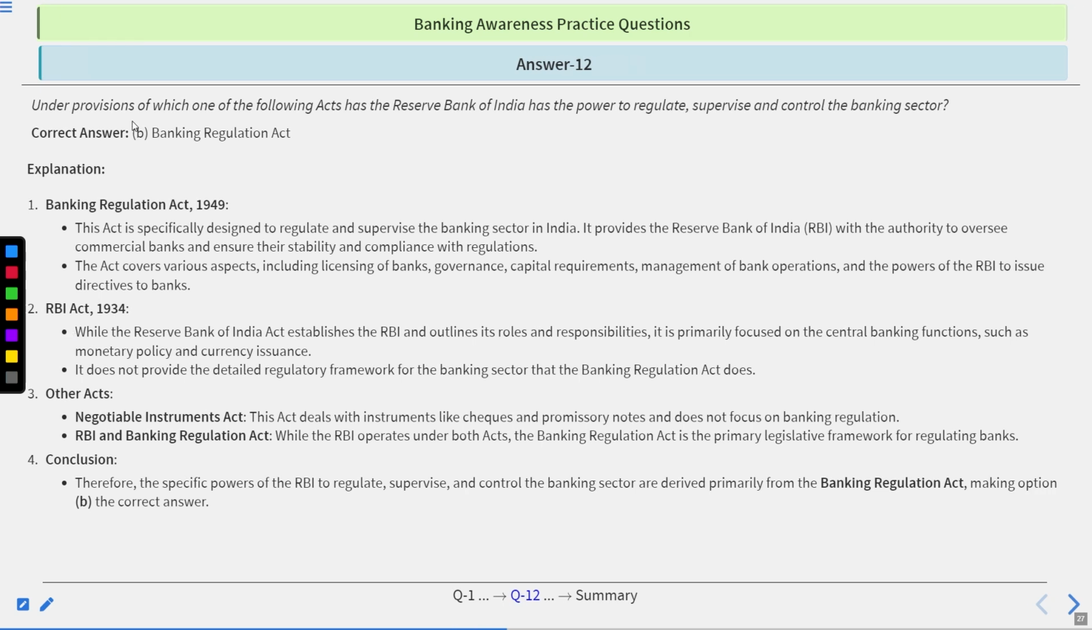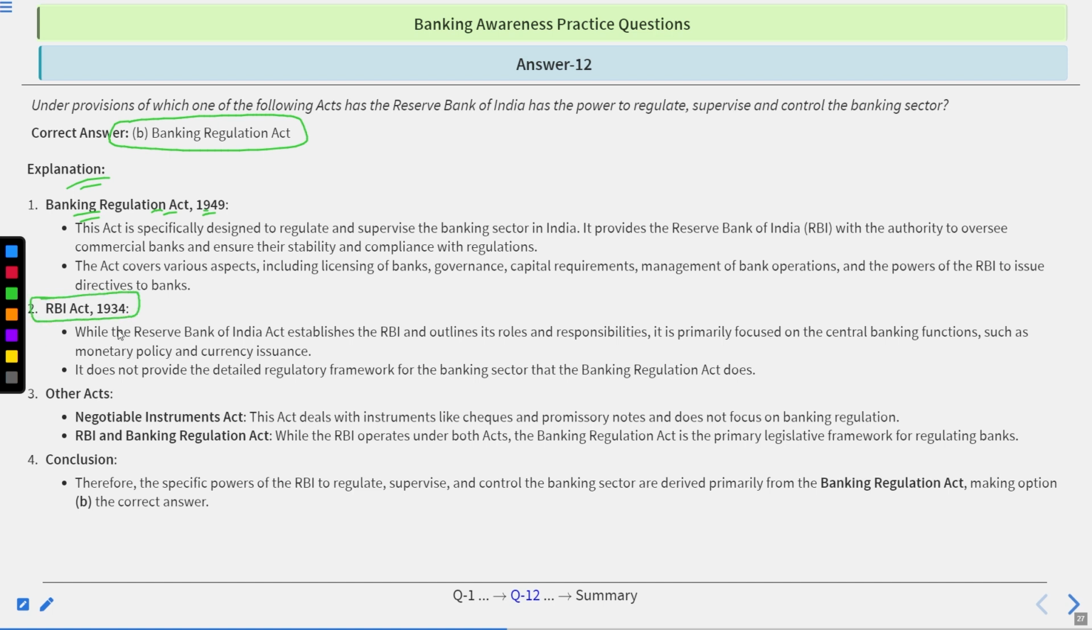The correct answer is the Banking Regulation Act. By explanation, this act is specifically designed to regulate and supervise the banking sector in India. It provides the Reserve Bank of India with the authority to oversee commercial banks and ensure their stability and compliance with regulation. The act covers various aspects including the licensing of banks, governance, capital requirements, management of banking operations, and the powers of the RBI to issue directives to the banks.